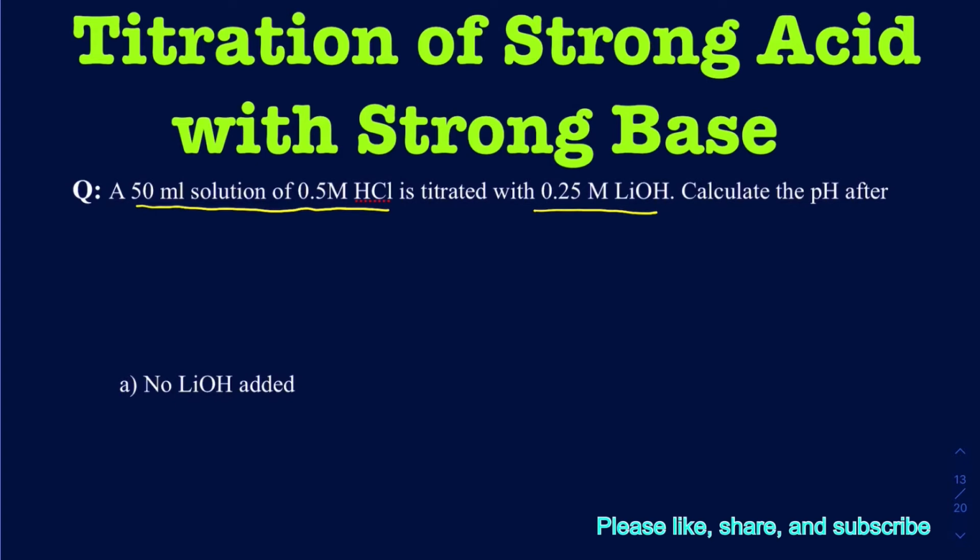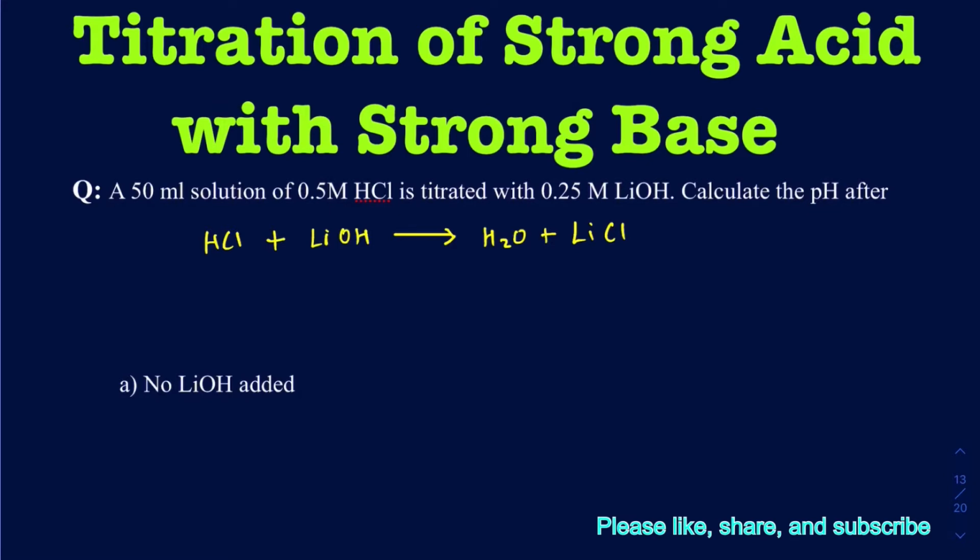Before you do anything, you want to make sure you're able to write down the equation so that you know the relation between the acid and base in terms of stoichiometry. So I've got HCl, which is going to react with LiOH, and obviously an acid-base reaction always makes water as one of the products, and the other product is going to be the salt, which in this case is LiCl.